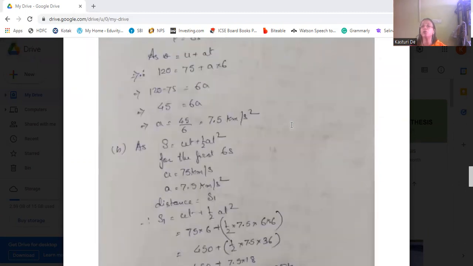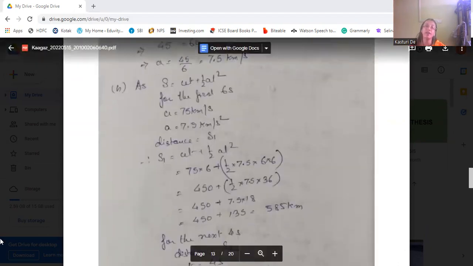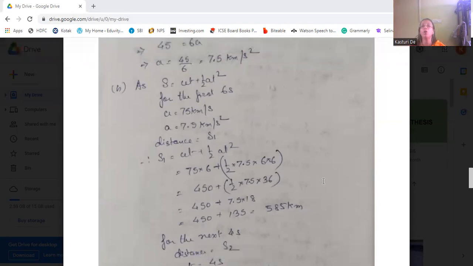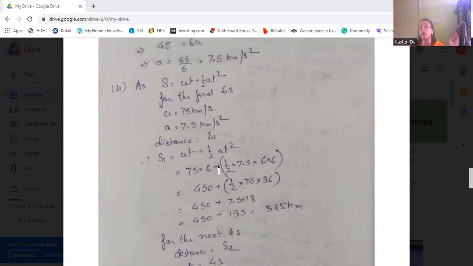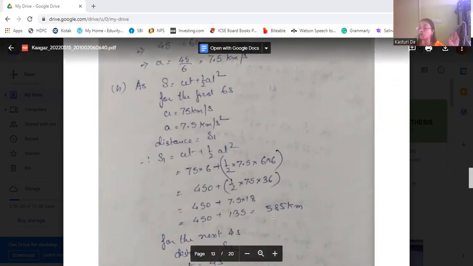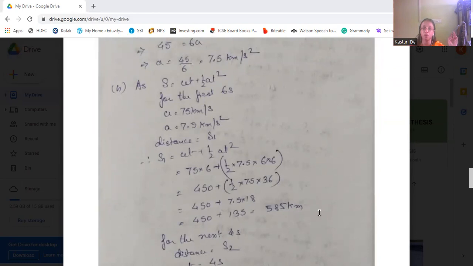So it will be S = ut + ½at², and u we know is 75 kilometers per second, the acceleration is 7.5. Two distances are involved: it travels first for the first 6 seconds and then the remaining 4 seconds, which makes 10 seconds. So first, S1 = ut + ½at², that is 75 into 6 plus half into 7.5 into 6 into 6. That will give us about 585 kilometers. For the 6 seconds, the distance traveled is 585 kilometers.